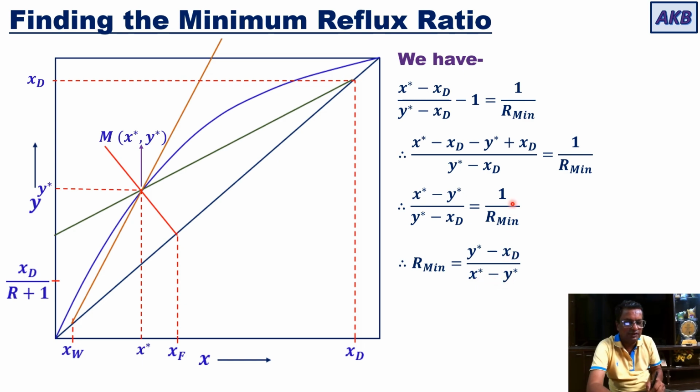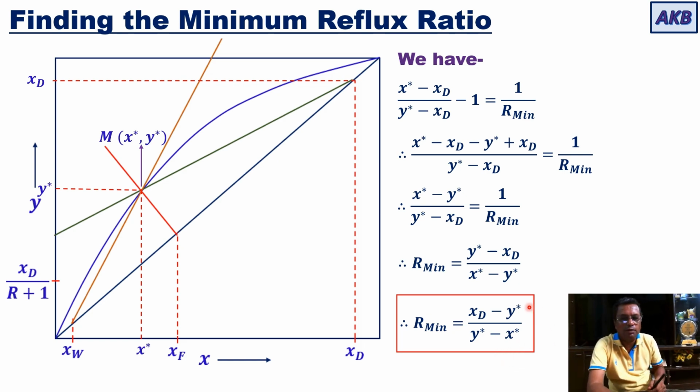So, if I take reciprocal on both the sides, I will be getting the final equation. And then I can rearrange it in a different way, and I can write it like this. R minimum is equal to xd minus y star divided by y star minus x star. So, this equation will help you to get the minimum reflux ratio.